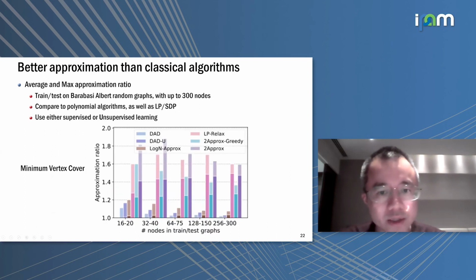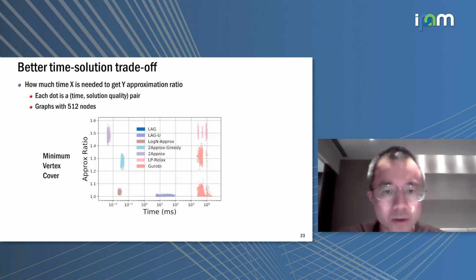So what we find is it actually allows us this unsupervised learning approach, DADU, also give us very good algorithms across different size graphs and much better approximation ratio compared to other even more sophisticated LP relaxation and other approximation algorithms, right? So also this graph neural net-based approach has a better, in some sense, time solution trade-off.